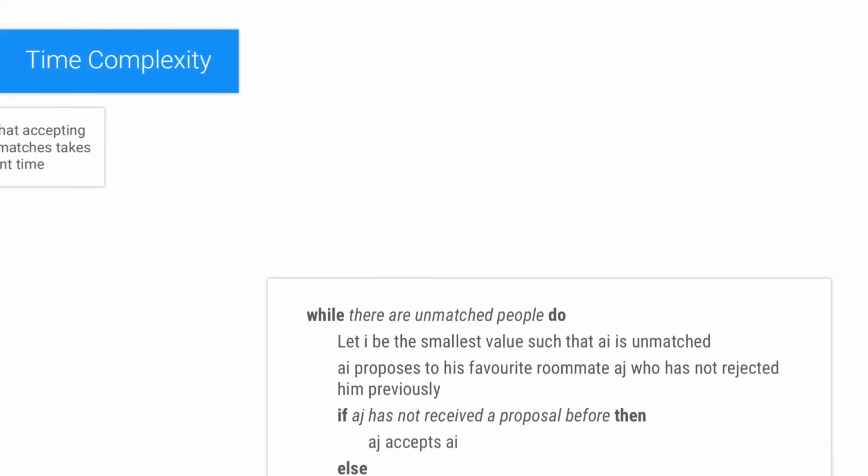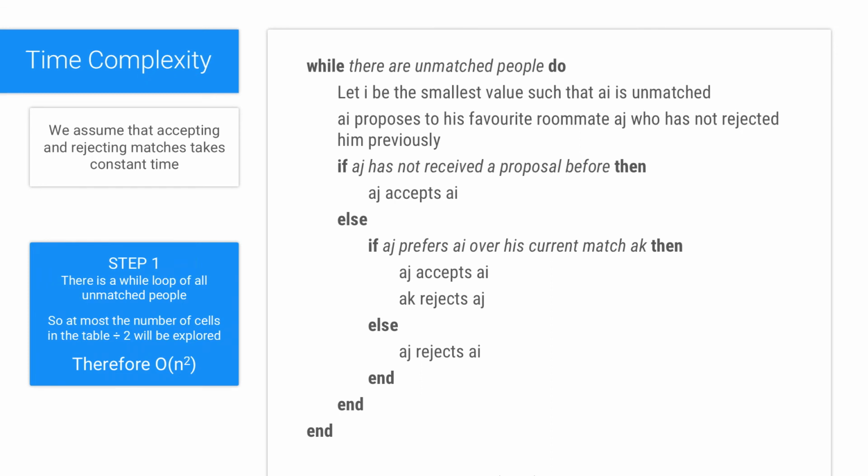To investigate the time complexity of this algorithm, we'll need to take a look at the pseudocode, looking first at step 1. We'll first assume that accepting and rejecting matches takes constant time. Step 1 has a while loop for as long as there are unmatched people. Everything inside this loop is just constant time because only if and else statements are used and only accepts and rejects are used. In the worst case, all but the lowest preferences get rejected, meaning (n squared minus n) over 2 rejects are used. So the big O of this step is n squared.